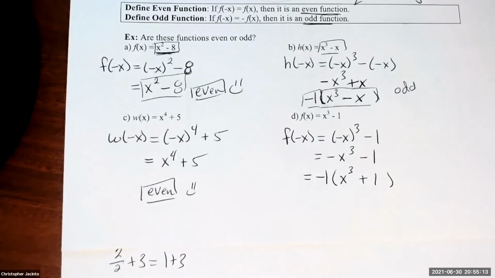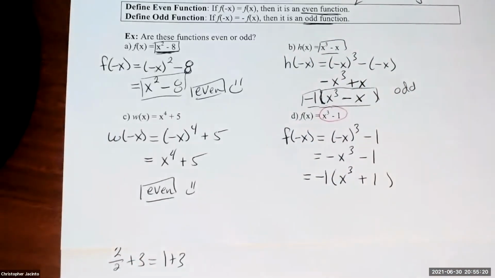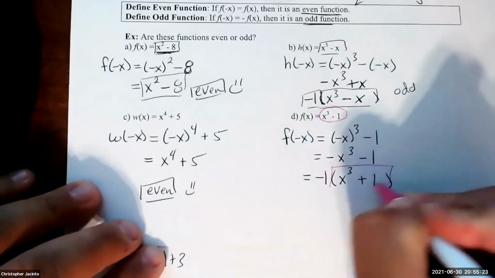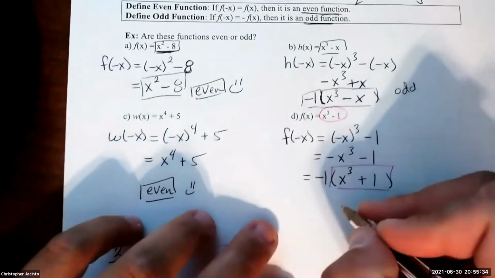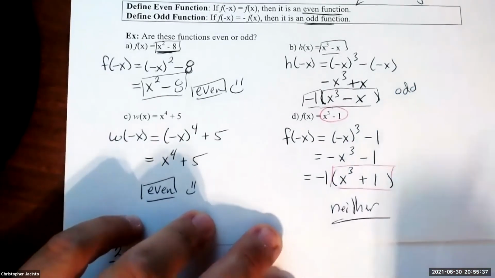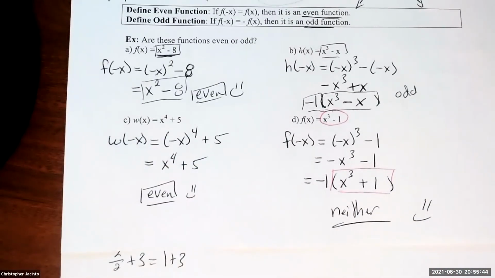Well, you may say, oh, it's odd. However, you've got to be careful. This says x to the 3rd minus 1, and this is x to the 3rd plus 1. So they're not exactly the same. So what is this? That's a trick question. It's neither. It's neither even nor odd. Trick question. So you could have even, odd, or neither. Okay. So those are the 3 situations you can have when it comes to asking if it's even or odd.